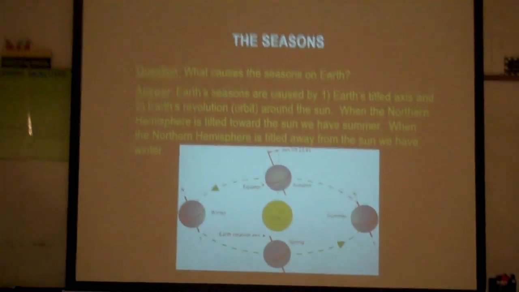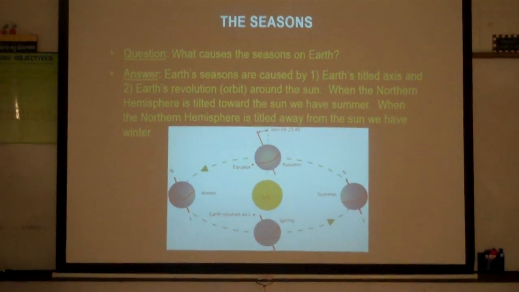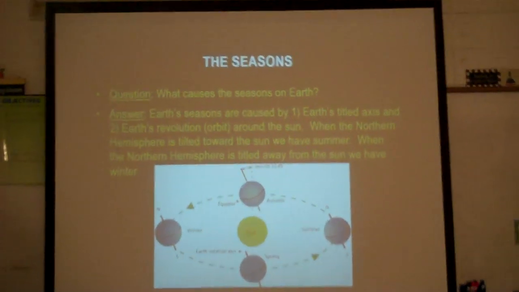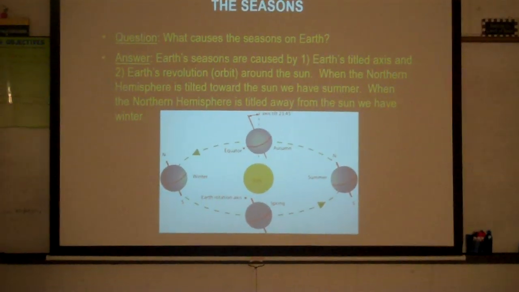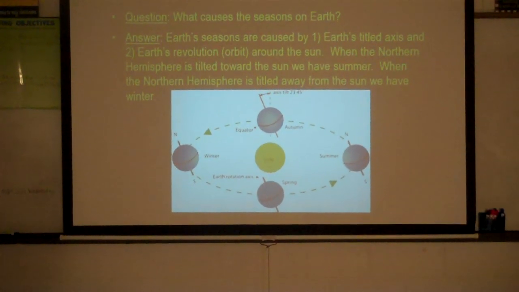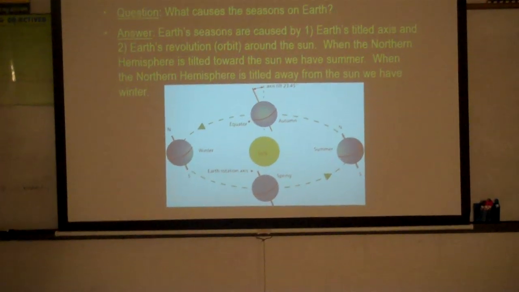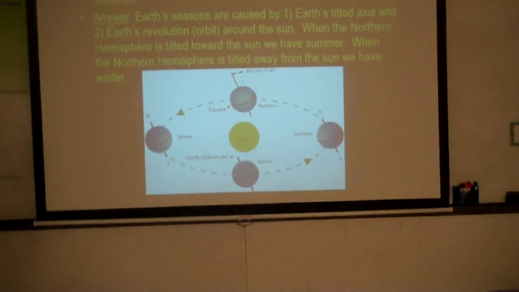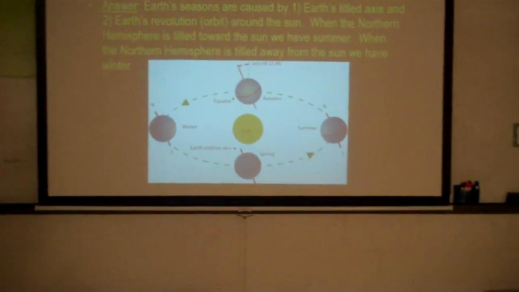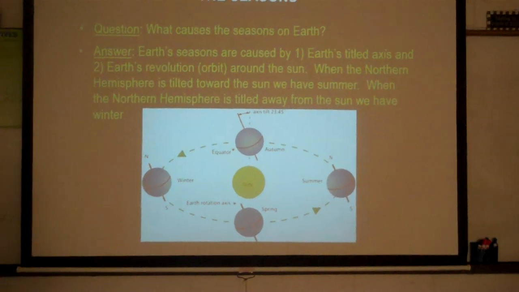Let's talk about the seasons. Question is, what causes the seasons on Earth? The answer is, Earth's seasons are caused by, this is one reason, Earth's tilted axis, and the next thing is Earth's revolution around the sun. When the northern hemisphere is tilted toward the sun, we're experiencing summer. When the northern hemisphere is tilted away from the sun, we have winter. Look at the diagram below as it explains what I just said.